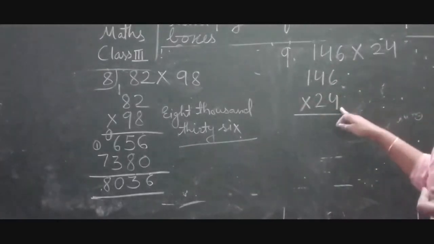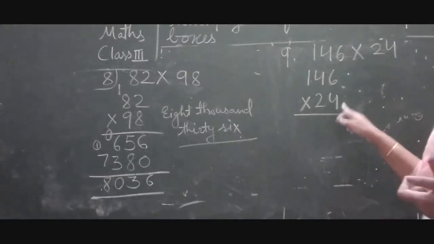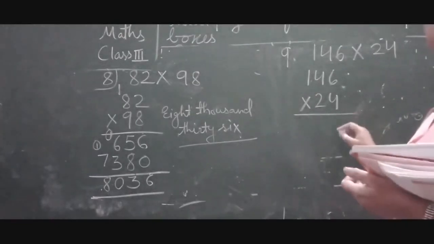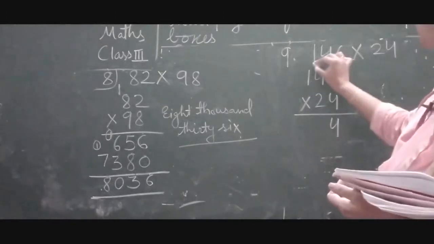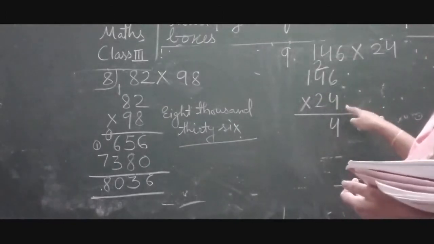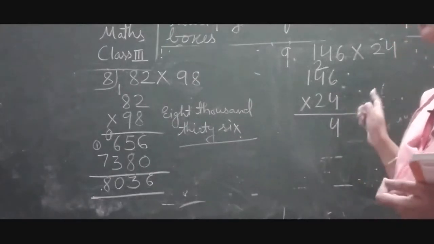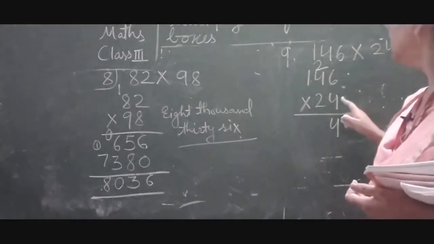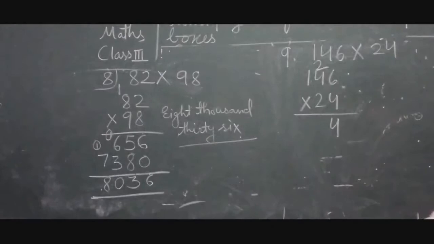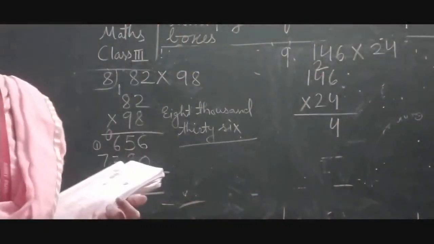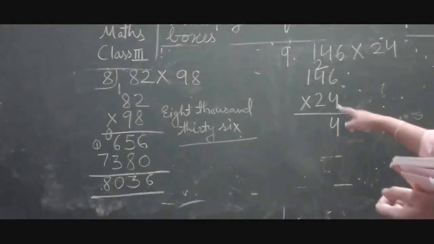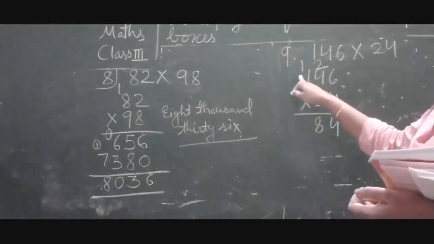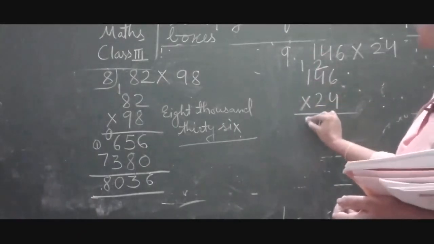So how can we do? First we will start from ones place. So 4 6s are 24. 24 we will get, 4 we write over here and 2 is carry over. Then 4 4s are 16, 16 plus 2 is 18. 8 here and 1 carry over. So 4 1s are 4, plus 1 is 5.